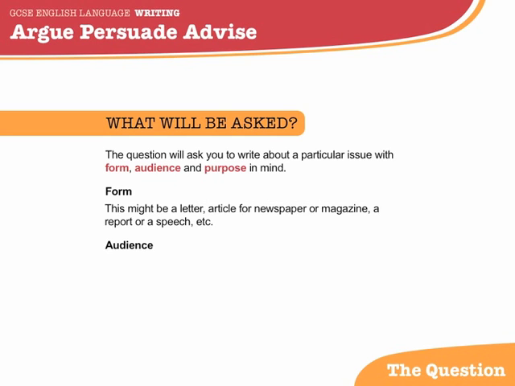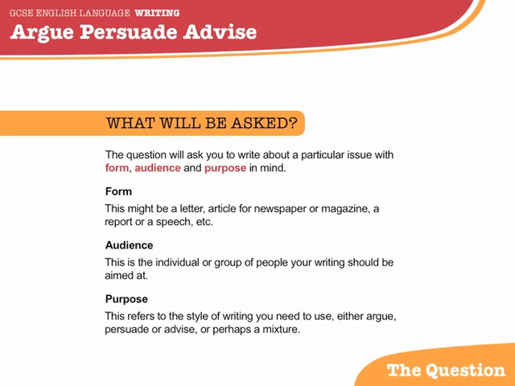Audience is the individual or group of people your writing should be aimed at. Depending on audience, your language choices will change. A letter written to an MP will need to be quite formally written, whereas a speech to a class of teenagers might use a more informal approach and contain examples of slang. The purpose refers to the style of writing you need to use, either argue, persuade or advise, or perhaps a mixture, depending on how the question is worded.